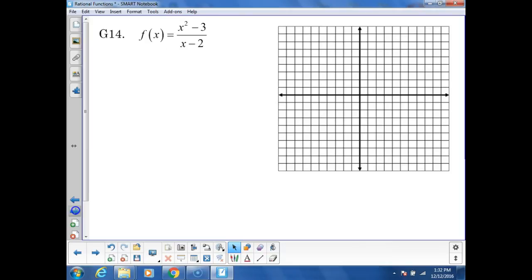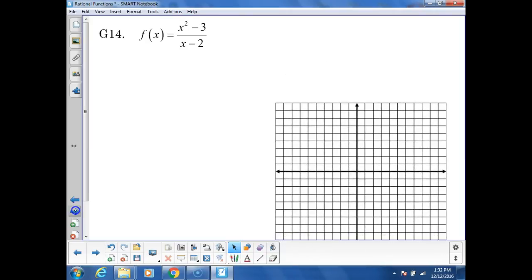What's my very first step? Simplify. Can x squared minus 3 be factored? No. Can x minus 2 be factored? No. So we're done with step 0, there's no simplification there. With me? Then what is the domain of this function? All the numbers in x, x cannot equal 2. Which tells me the vertical asymptote is x equals 2.